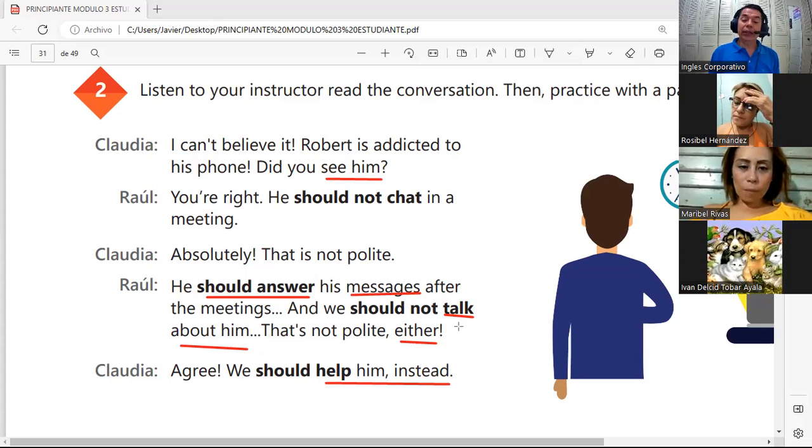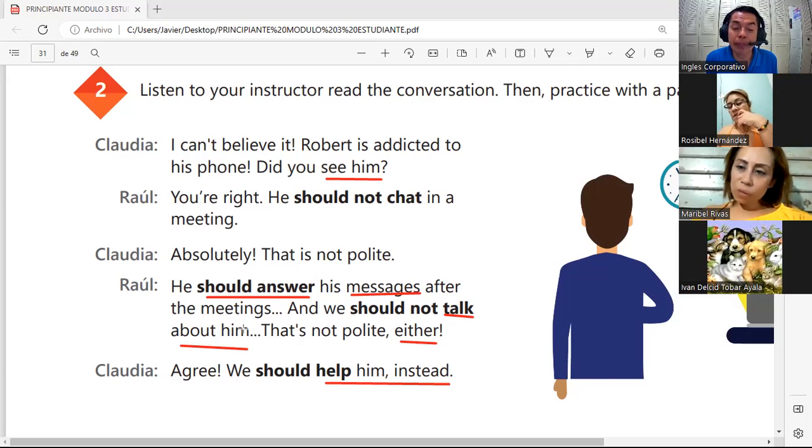And talk about him. About him. Tiene que escucharse la M al final. Oigan. About him. Talk about him. Okay, good. No, about him. Maribel, about him. No, no, no. Him. About him. About him? Okay, very good.